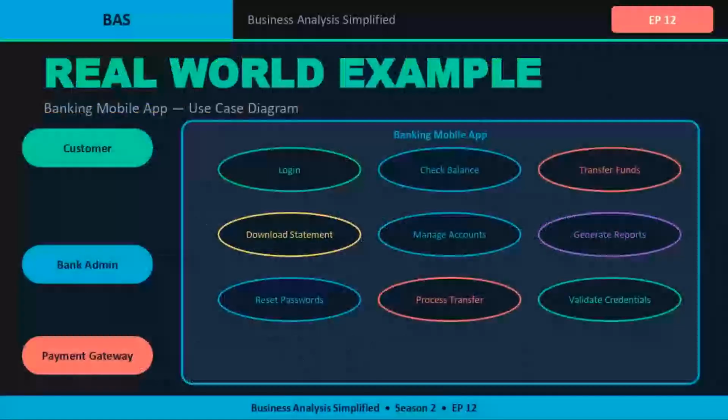Let me bring this to life with a real-world example, a banking mobile app. We have three actors: the customer, who can log in, check balance, transfer funds, and download statement; the bank admin, who can manage accounts, generate reports, and reset customer passwords; and the payment gateway, an external system that processes all fund transfers. The system boundary is the banking mobile app rectangle. Login includes validate credentials. Transfer funds includes verify account balance. And login optionally extends to apply two-factor authentication. That is a complete use case diagram for a banking app.